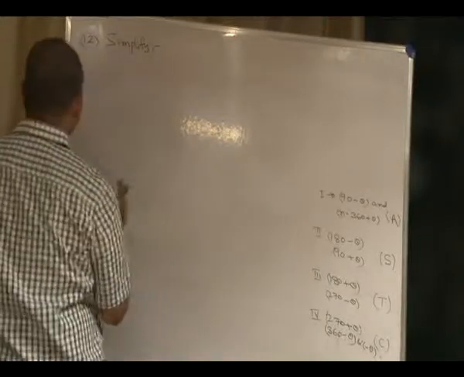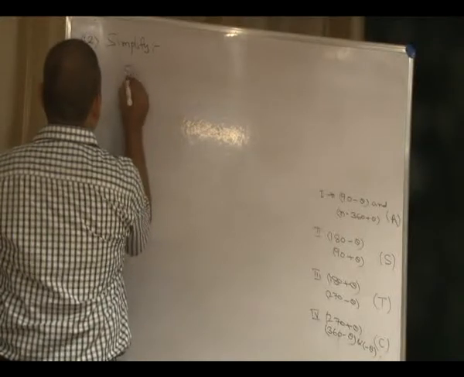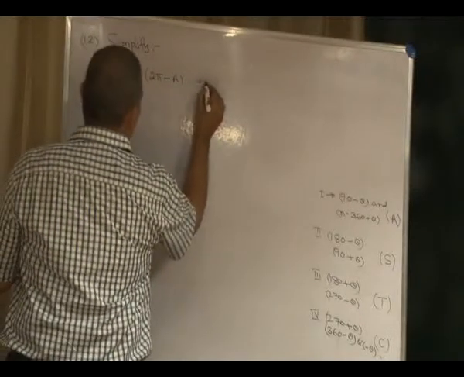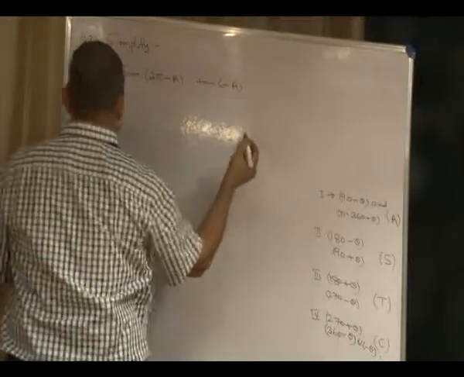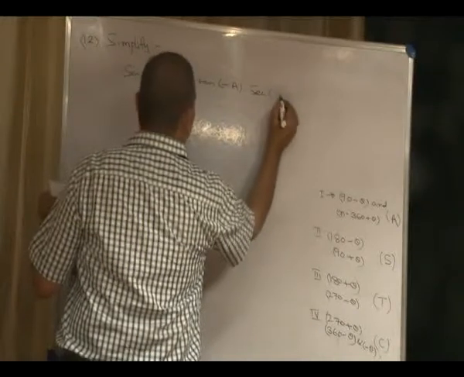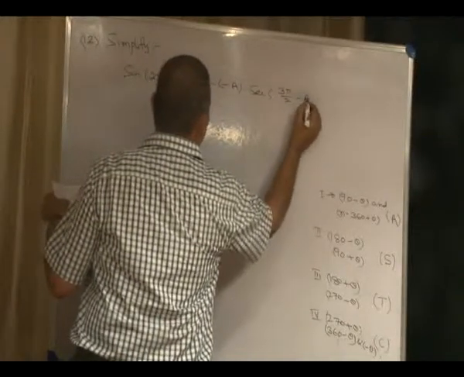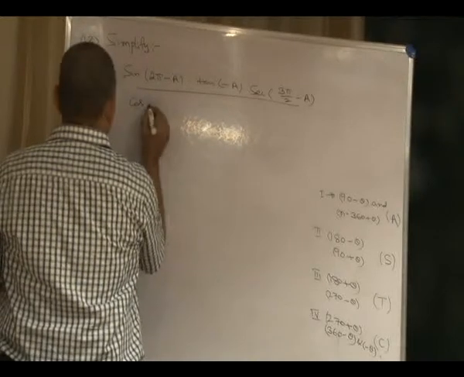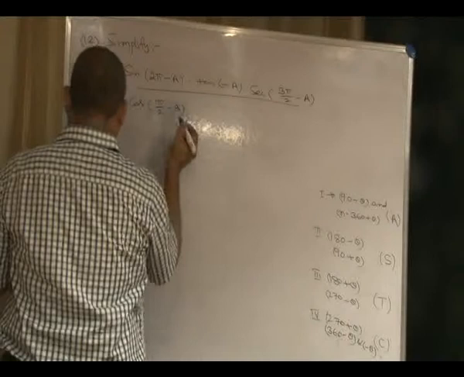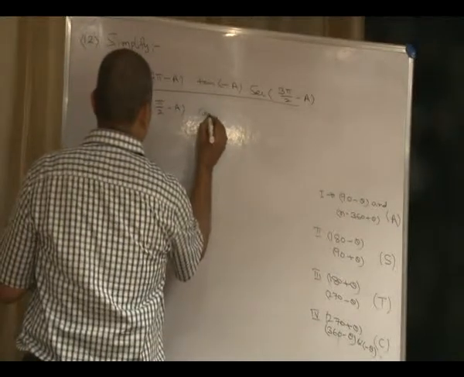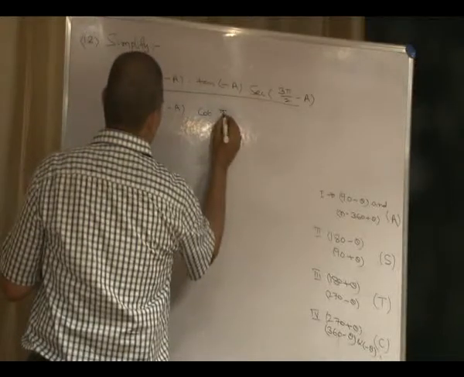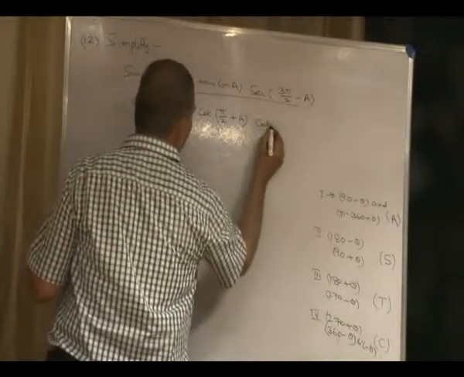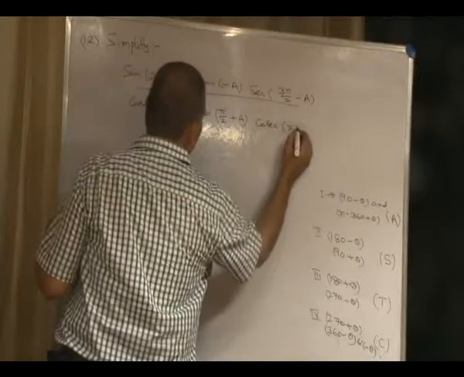Next, simplify: sin of 2 pi minus a into tan of minus a into secant of 3 pi by 2 minus a, by cos of pi by 2 minus a into cot of pi by 2 plus a into cosecant of 2 pi plus a.